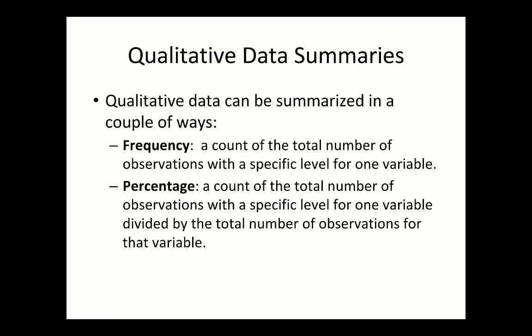Qualitative data can be summarized in a variety of ways. The most common method is related to how often an observation occurs. This is referred to as the frequency. The data can also be formatted as a percentage, which may be important at times to summarize data on a common scale.